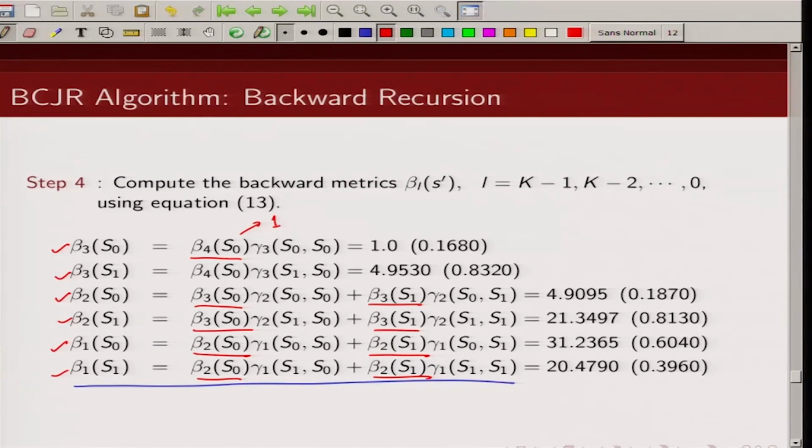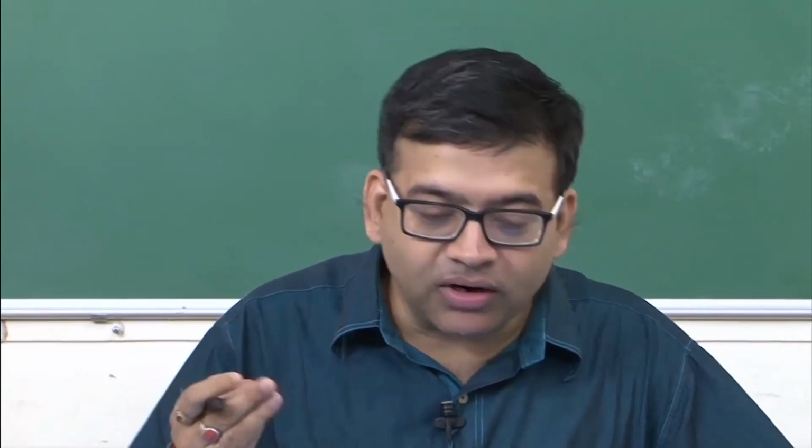So, now what do we have? We have the values of alphas, we have the values of betas, and we have the branch metric gammas. The next step is to compute the APP value. And what is the APP value?